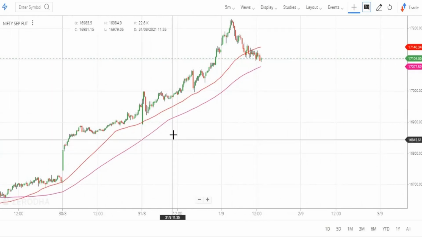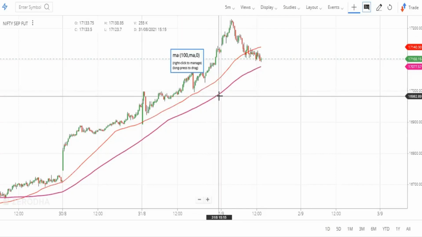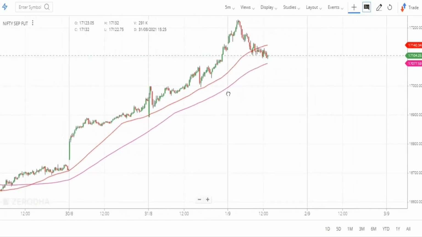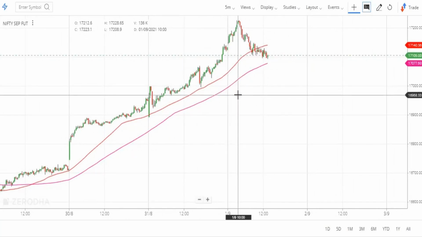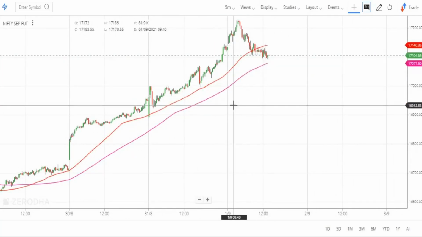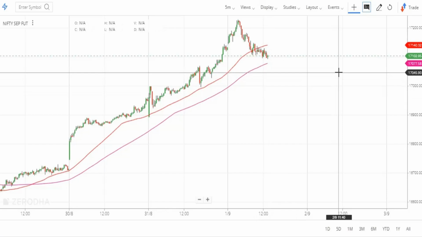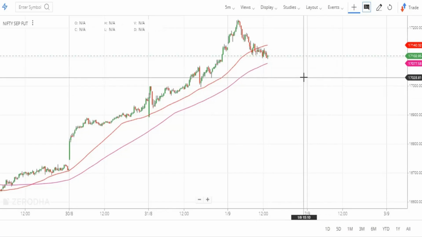So we have our 50 moving average over here, and we have our 100 moving average over here. So the 100 moving average is also a good support. It acts as a good support. The 50 moving average also acts as a good support, but the 20 moving average acts as a good dynamic support for intraday trading in particular.